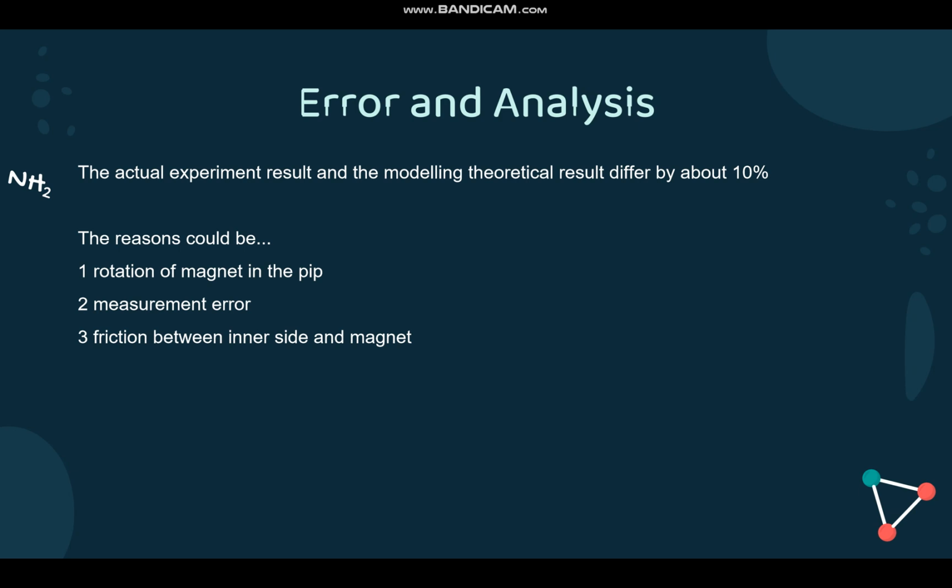When the magnet is falling down, it's not going vertically straight down. It's kind of tilted to one side. And sometimes the magnet will rotate in the pipe, causing more resistance and more unpredictable results. So that's why there could be an error. There could also be measurement error due to our timer being used by hand. And also there could be friction between the inner side and the magnet. That will also cause the actual result to be a little bit slower than what we predicted.